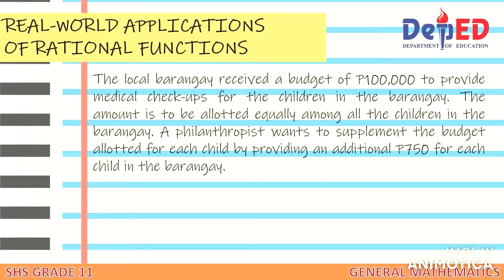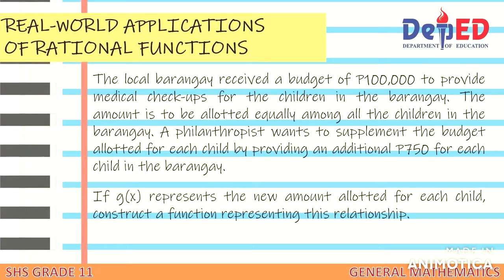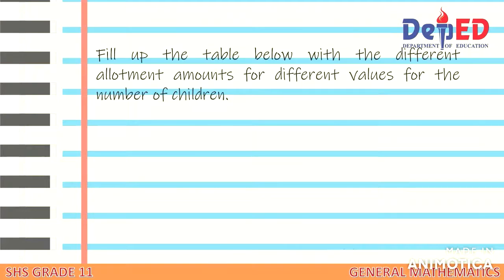Okay? So, anong magiging working equation natin? So, katulad din ng kanina pero may idadagdag din tayo. Okay? So, eto siya. So, y, which is the allotted amount for each child, is equal to 100,000 over x plus 750. So, itong 750 na yan, constant yan. Fix yan sa equation natin. Okay? So, next step will be the same. We will again assign the value of x.